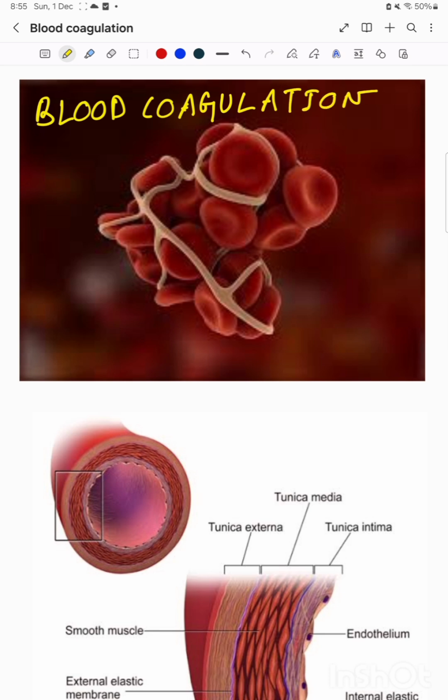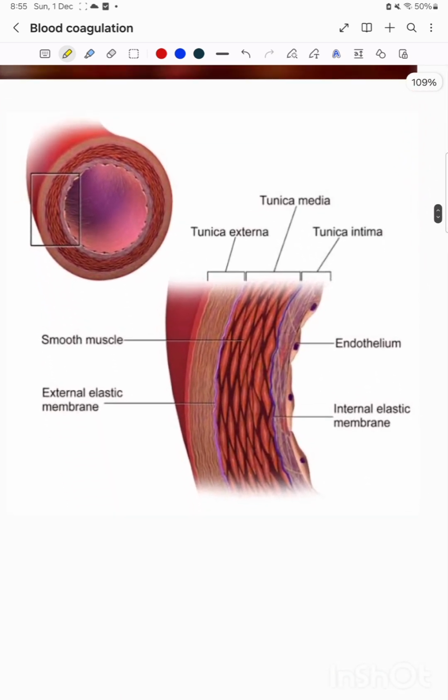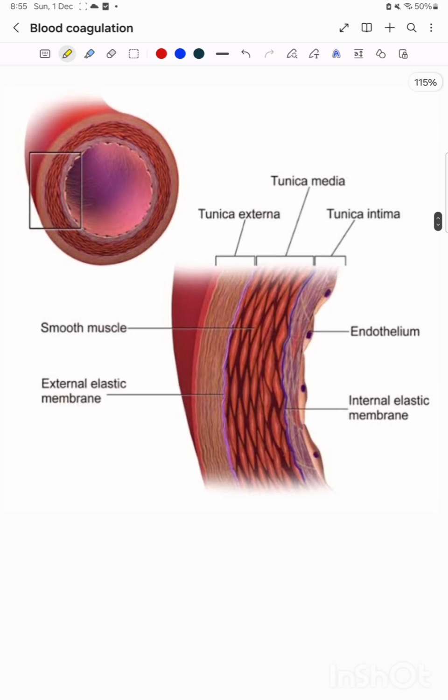Before going to this topic, you need some very basic details. Here I have a reference of the structure of an artery, because the blood flows through an artery. You can see here that it has mainly three layers. What are the main three layers? It's tunica intima, tunica media and tunica externa.